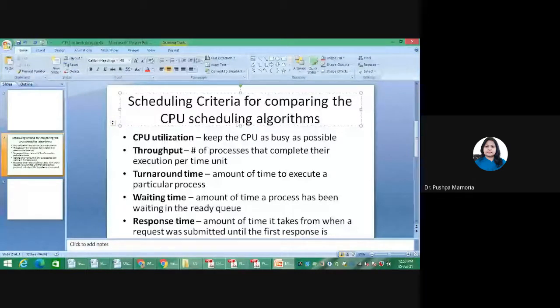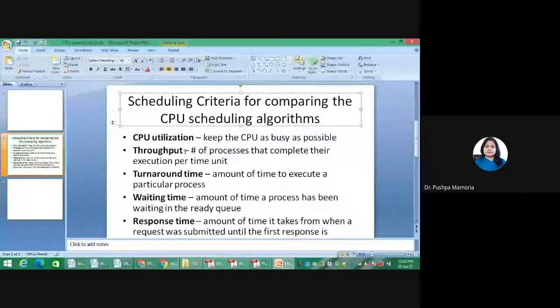They are saying CPU utilization may range from 0 to 100%. In a real-time system it should range from 40% to 90%, from a lightly loaded system to a heavily used system, right? So CPU utilization means keeping the CPU as busy as possible. This is the first criteria of the scheduling algorithm.